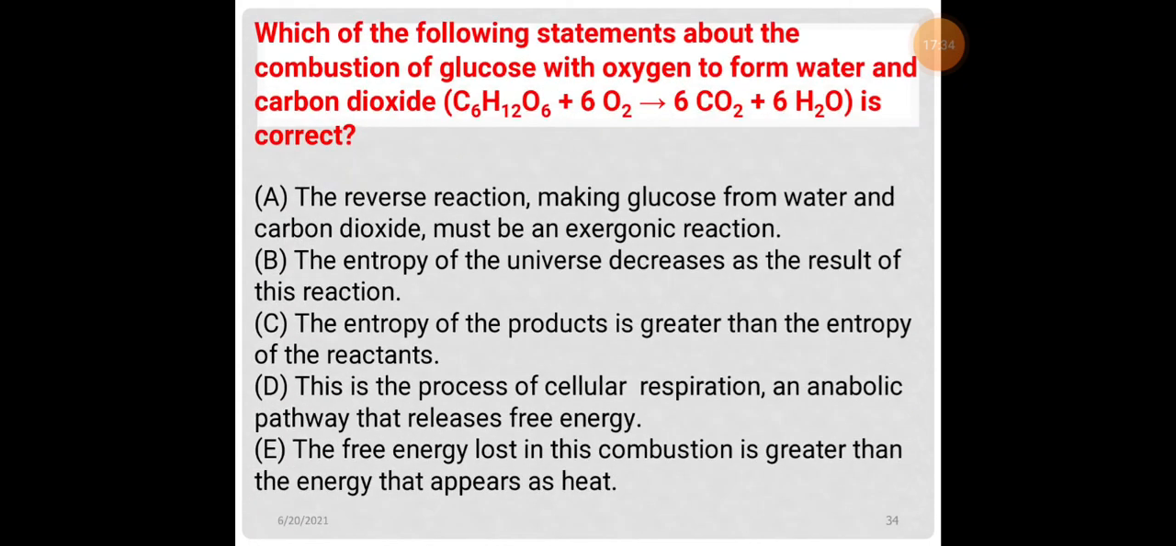So this is just the last question. Try to read it. Which of the following statements about the combustion of glucose with oxygen to form water and carbon dioxide is correct? Please read it. Answer it. Thank you.